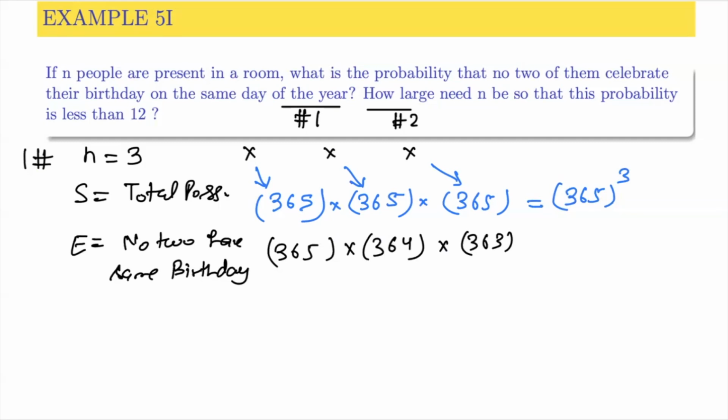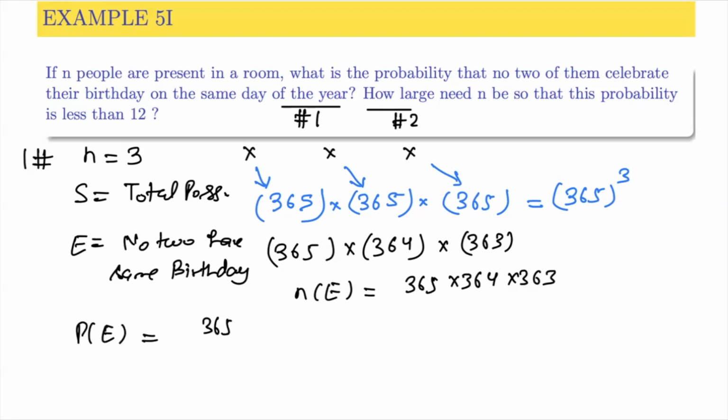So how many such possibilities are there? If I ask you what is n(E), you will tell me it is going to be 365 multiplied by 364 multiplied by 363. So the probability of E for this particular case is going to be 365 multiplied by 364 multiplied by 363 divided by 365 whole power 3. I hope that is clear.